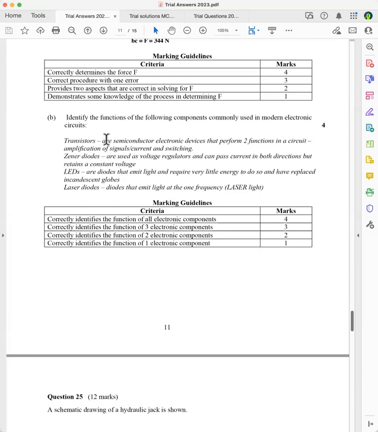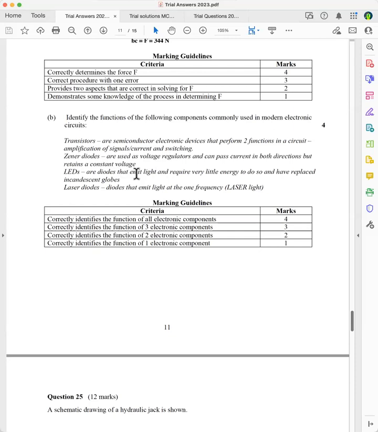Printed circuits now and chips have billions of transistors, and they're getting down to almost atomic level. Now they're getting so small. Zener diode, virtually no one got that right in my class. They're used as voltage regulators, and they can pass a current through in both directions, which diodes can't.